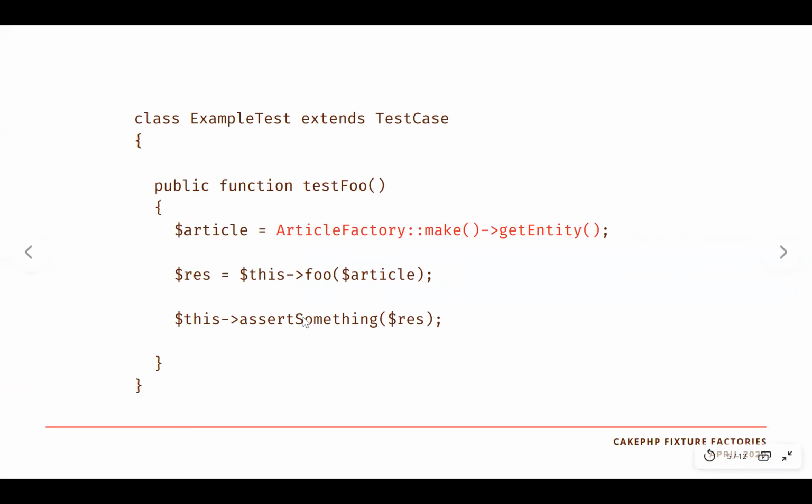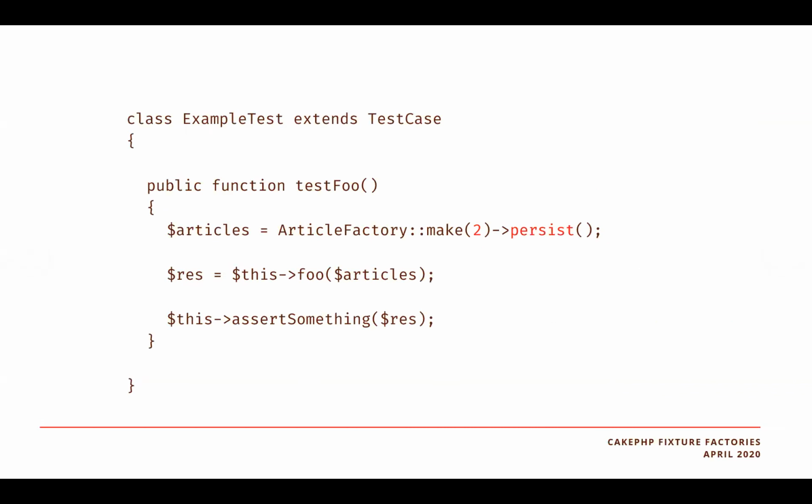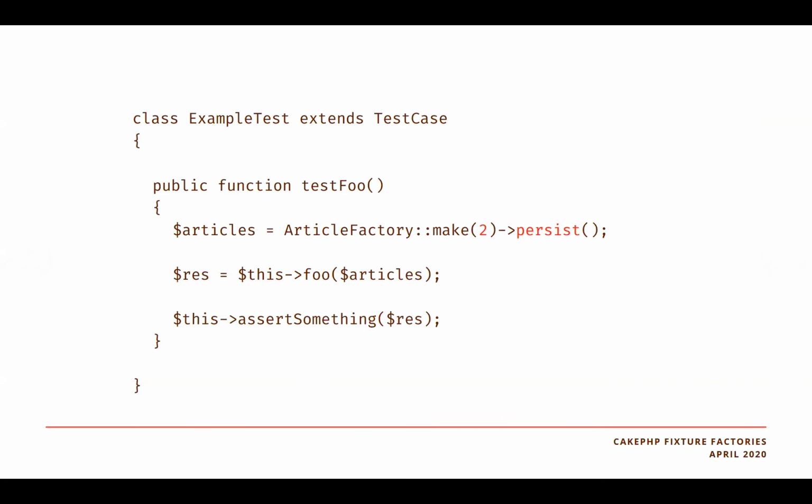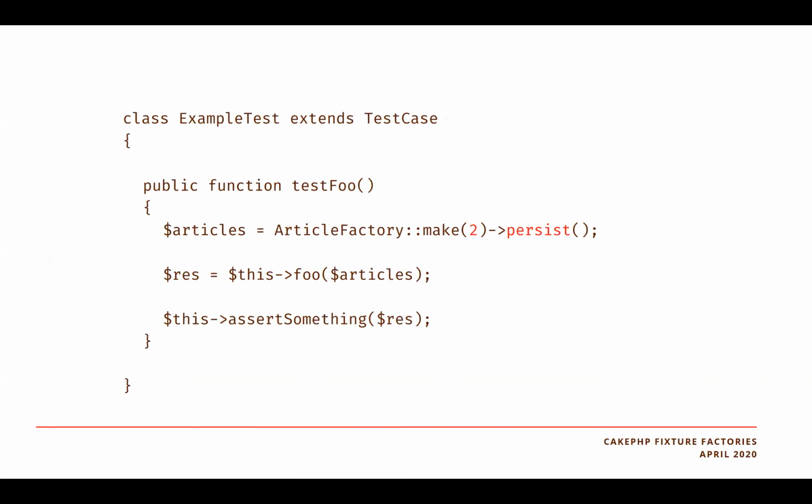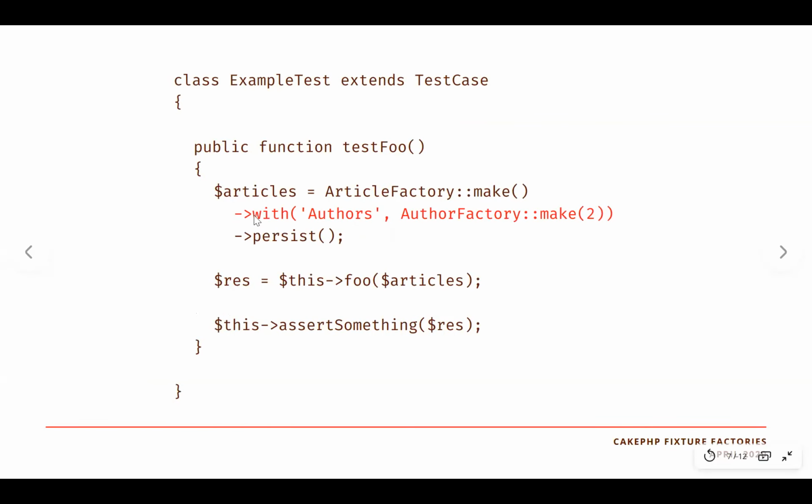But when you start your test, you produce just what you want to consume in your test. And it can be more complex, so you can create 2 articles on the fly. What you can also do is use the with method that is native to the package. So for example, my article has an association called authors, and I can on the fly create 2 authors associated to the article that I am creating.